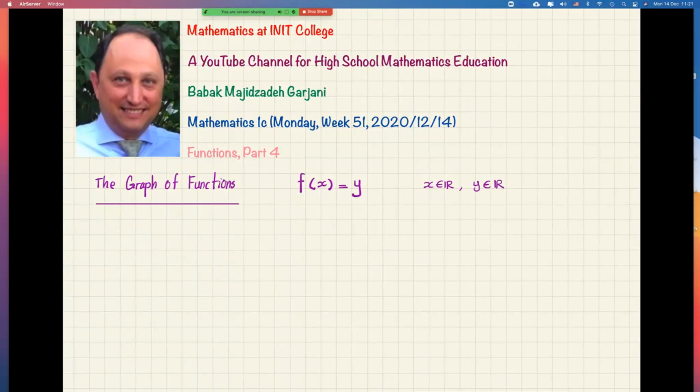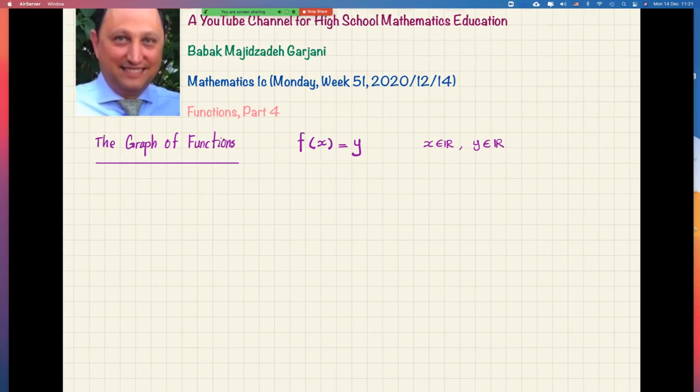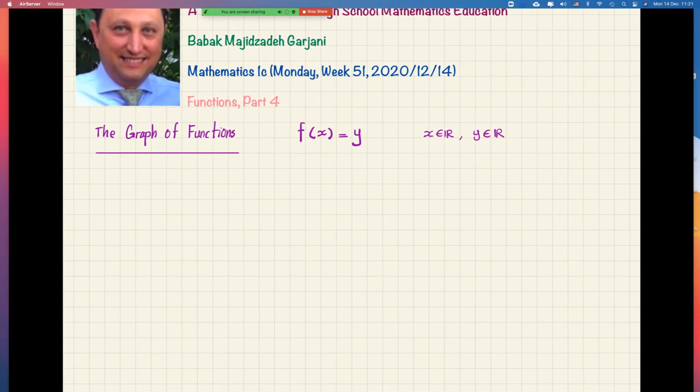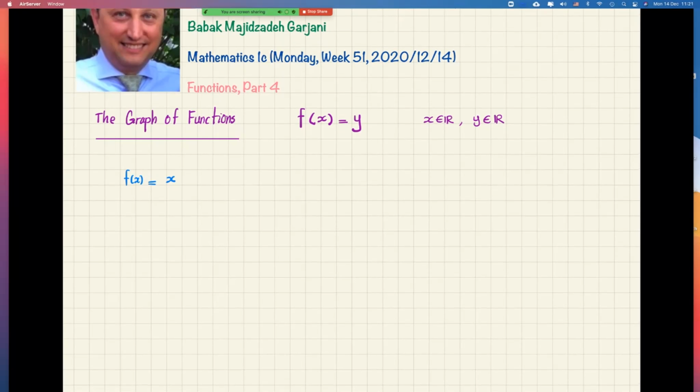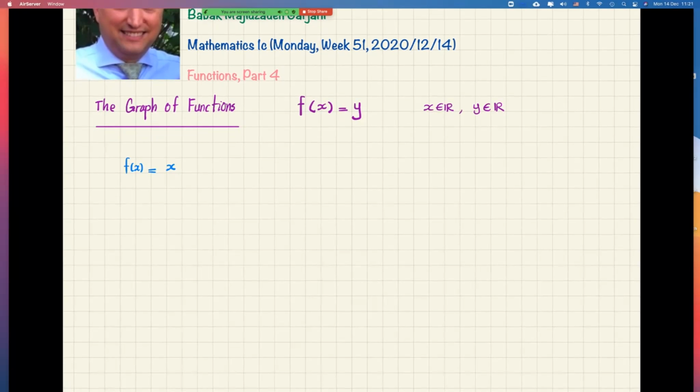So what do we mean by the graph of such a function? For example, when I write f of x equals x, let us make it very simple. What do I mean by the graph of the function? The graph of the function is the set of all points of this form. Let me first define this for you.